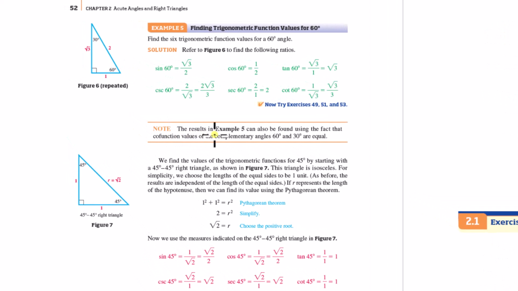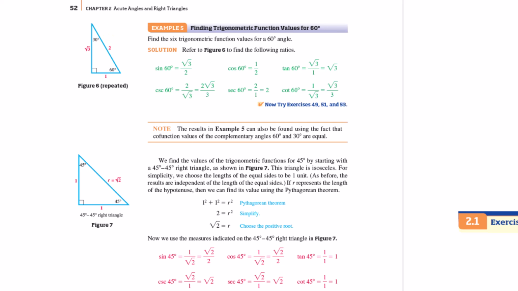Note the results in example 5 could also have been found using the fact that the cofunction values of the complementary angles, 60 and 30 degrees, are equal. Right? Every single pair of acute angles in any right triangle, you could think about the cofunction identities because those are complements. And they're complements and they're acute angles.